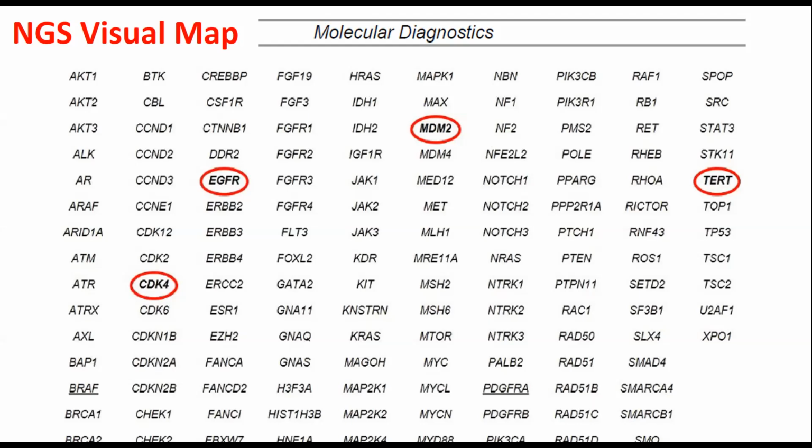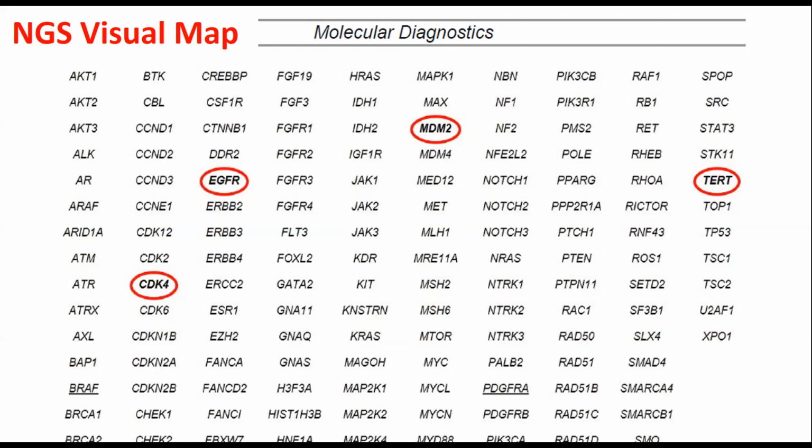Now, the circled genes are altered. The genes that are not circled are not altered, right? No alteration was identified. Some may notice that a few of the genes are underlined, like BRAF and PDGFRA. The underlining is simply the genes that were requested by the neuro-oncologist, all right? And that elicits the Oncomine testing.